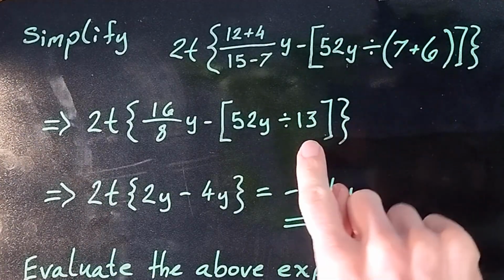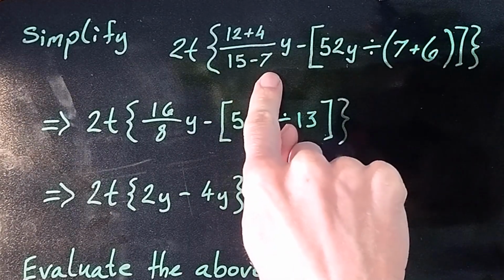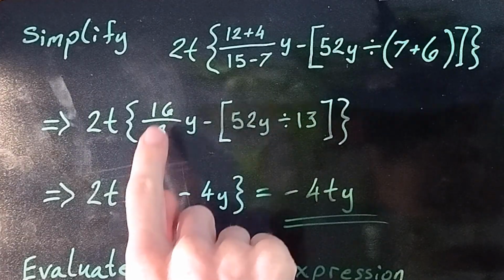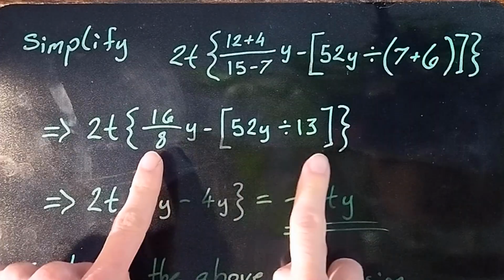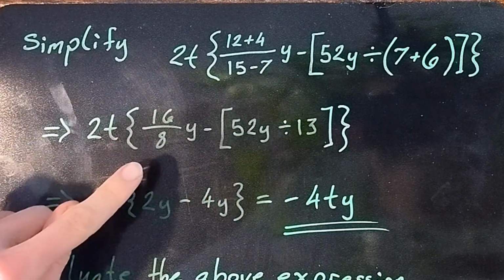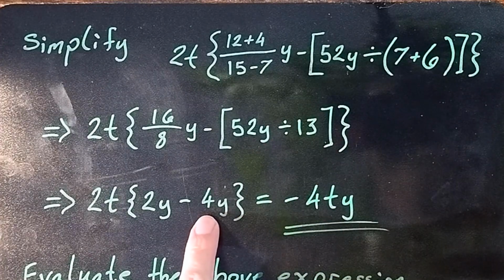7 plus 6 is 13. I went ahead and simplified the numerator and the denominator of this fraction. I got 16 divided by 8. Now I have two groups that I can simplify at the same time. 16 divided by 8 is 2. 52 divided by 13 is 4.